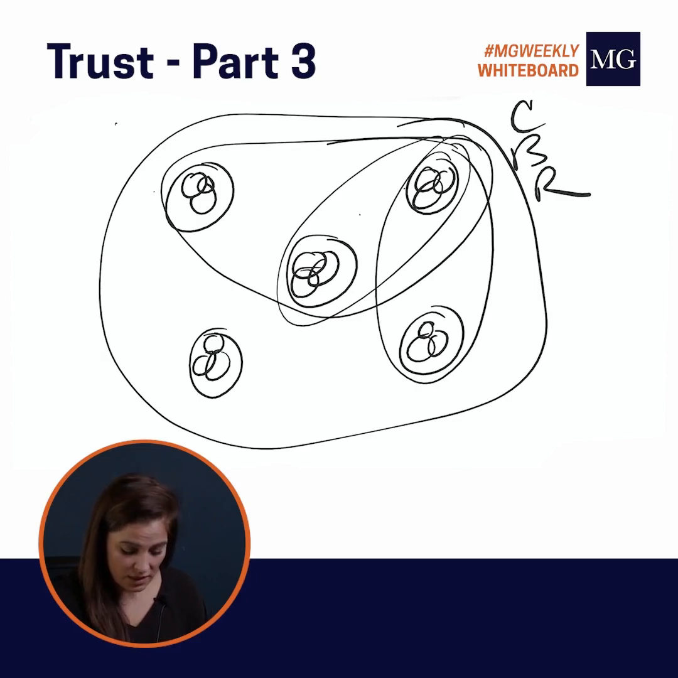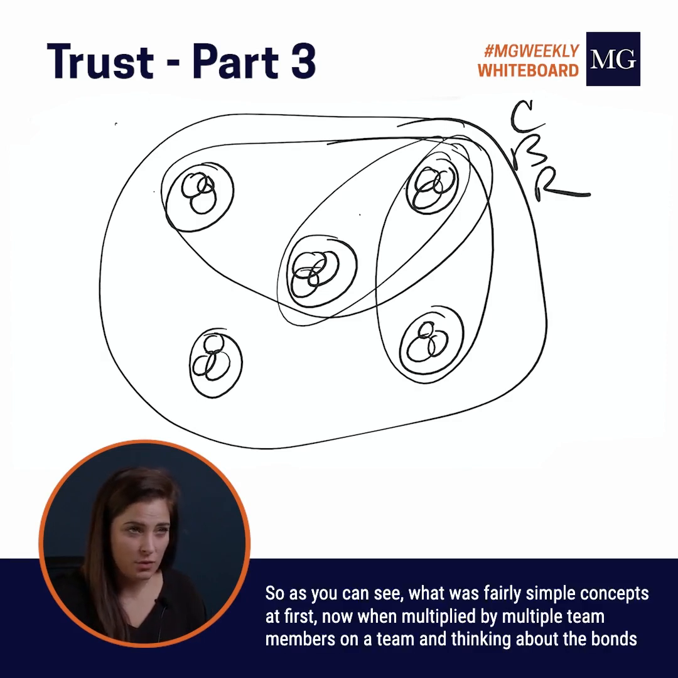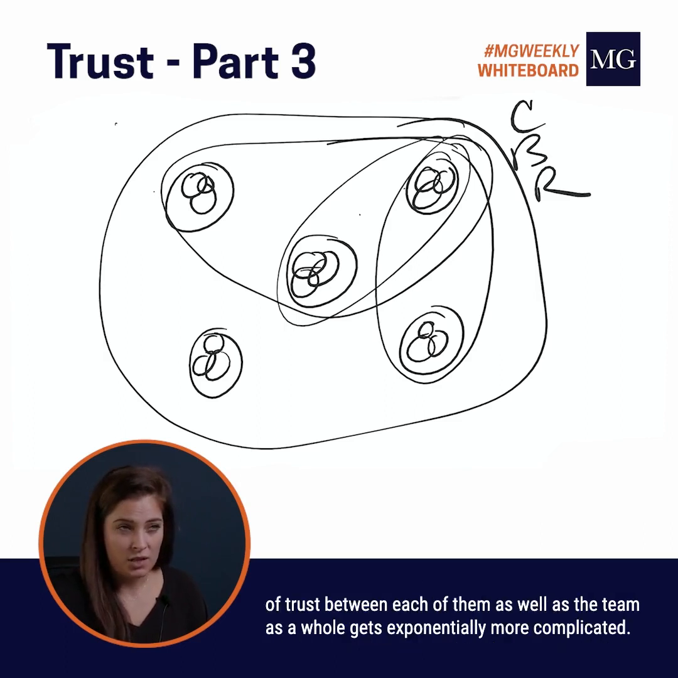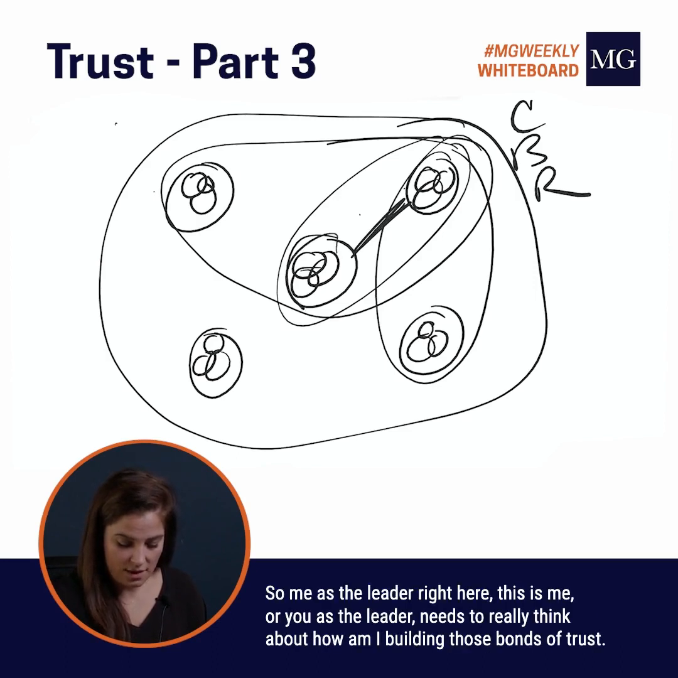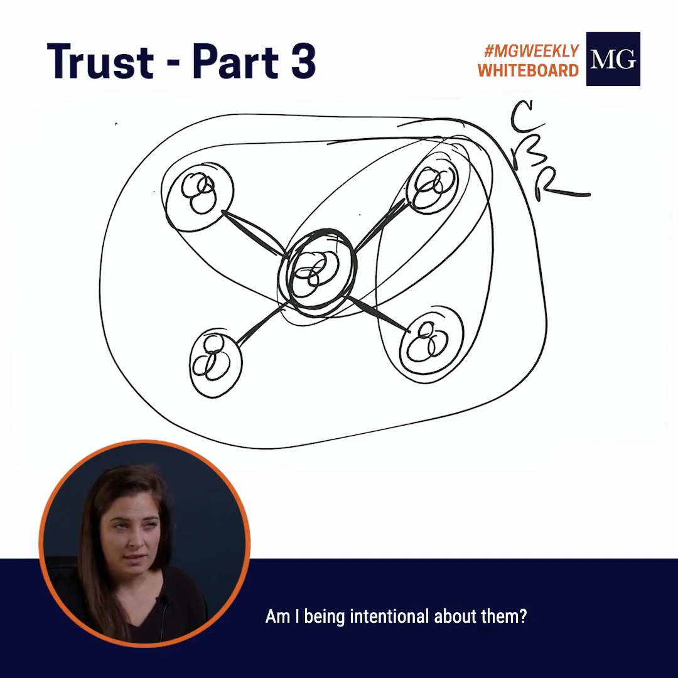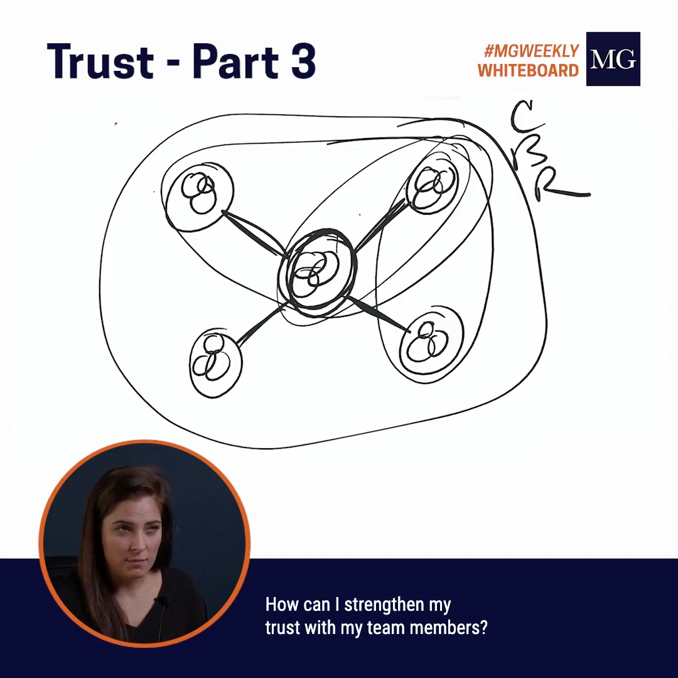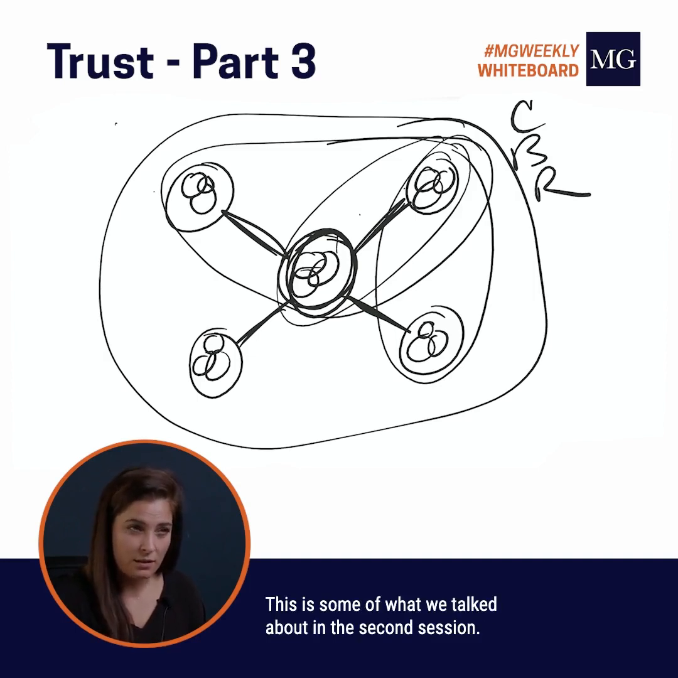operate. So as you can see, what was fairly simple concepts at first, now when multiplied by multiple team members on a team and thinking about the bonds of trust between each of them, as well as the team as a whole, gets exponentially more complicated. So me, as the leader right here, or you as the leader, needs to really think about how am I building those bonds of trust? Am I being intentional about them? How can I strengthen my trust with my team members? This is some of what we talked about in the second session.